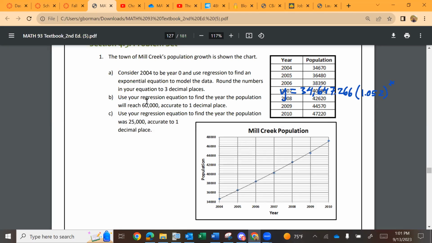Okay, so use your regression equation to find the year the population will reach 60,000. We could look at this and say, all right, the population is going up, and when we get to 2010, it's at 47,220. It's exponential, so as the years roll on, it grows faster and faster. So the amount it increases by each year will get bigger and bigger. So you might guess, I don't know, maybe 2015. I'm going to guess that. I don't know what the answer is.